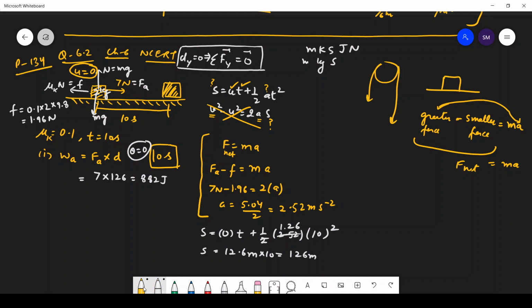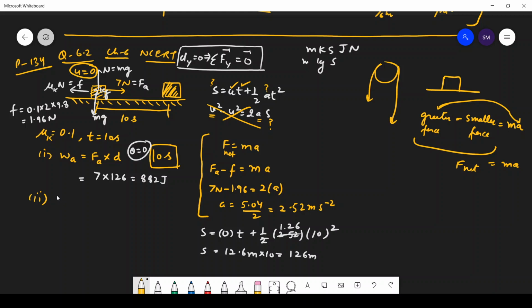So students, see that the work done by the applied force is force into displacement. Here I am only concerned about the displacement. I am not concerned about the other forces acting. I only want to know the displacement and multiply it by the applied force. So this is the work done by this applied force.